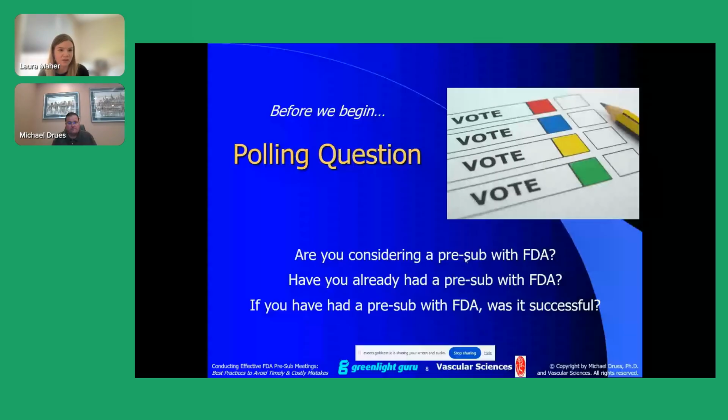So we're going to go through, we're on the last question now, but letting a good number of votes come in before going on. For the first one, are you considering a pre-sub? About 54 people responded yes, and 9 people responded no. So it seems overwhelmingly a lot of people are considering one. In terms of have you already done a pre-sub, it was about half and half: 48 votes for yes and 46 for no. And then if you had a pre-sub with the FDA, was it successful? We had a little over 50 votes for yes and around 26 votes for no.